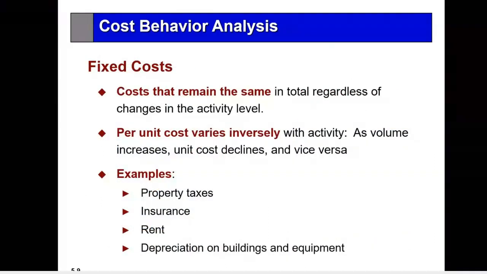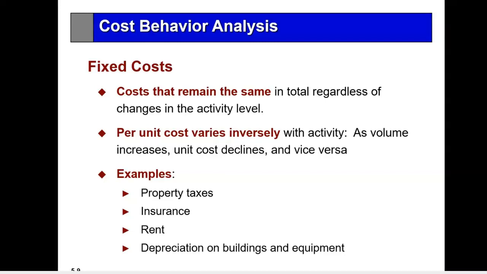Now contrast that with a fixed cost. The fixed cost remains the same regardless of the changes in the activity level. So again, let's assume I'm manufacturing this desk in a plant, and the plant costs me $20,000 a month. If I produce one desk, the cost for rent is $20,000. If I produce two desks, the cost for rent is $20,000. If I produce 100 desks, the cost for rent is $20,000. It does not change with the level of activity.